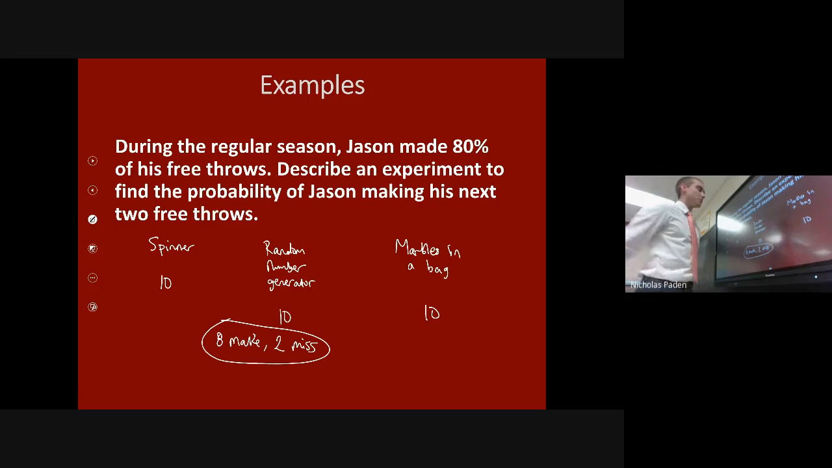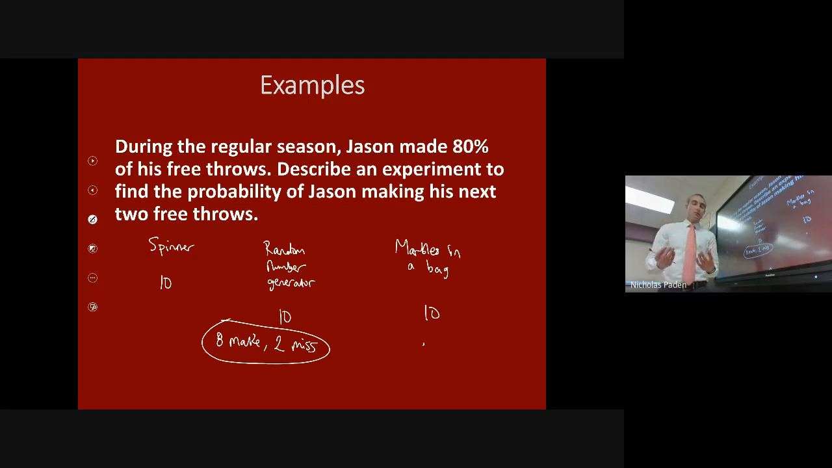So 8 numbers represent a make, 2 numbers represent a miss. 8 marbles are the same color, they represent a make. 2 marbles represent a miss, and they're the same color as well. The only other thing is if you choose marbles in a bag, you need to make sure that you say to replace the marble, put the marble back in before you draw it again, because you're doing this twice. So draw a marble, put it back in, and then draw another marble again.